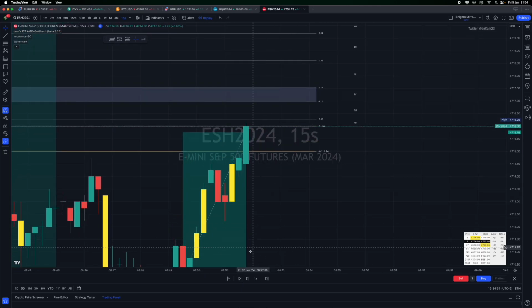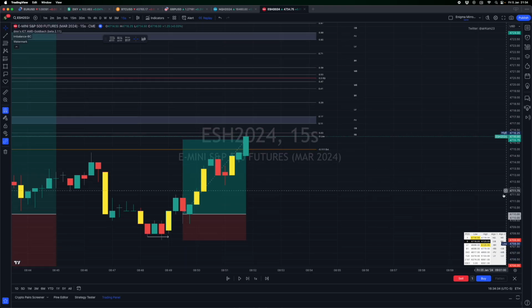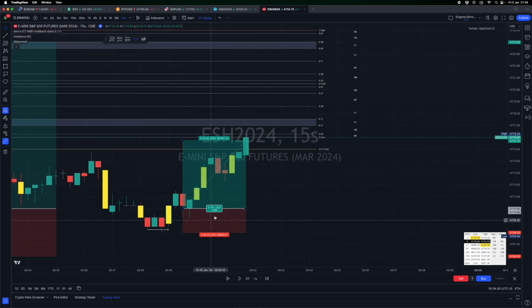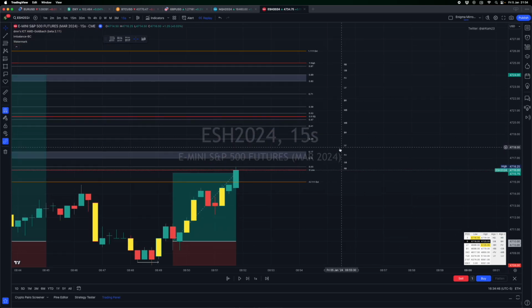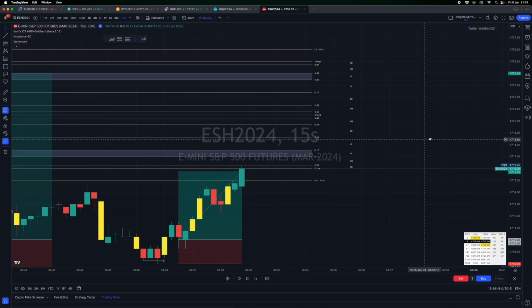Okay. So now we've shifted dealing ranges. So we came out of the old dealing range, and now this is the new dealing range. So this was the high of the previous dealing range. So now we are above the high of the previous. The high of the previous range becomes the low of the next range. And I've marked out the fair value gaps.